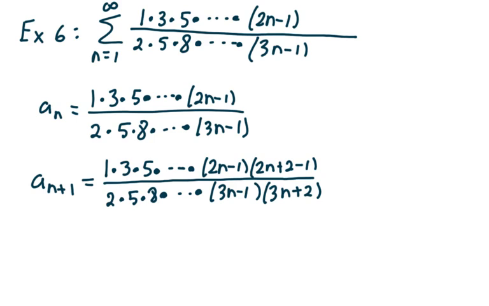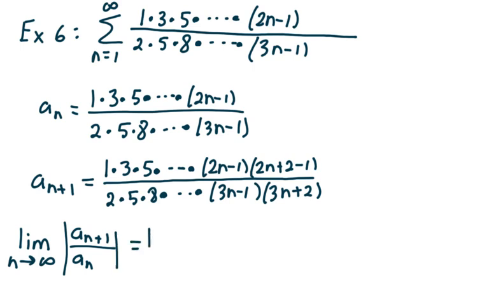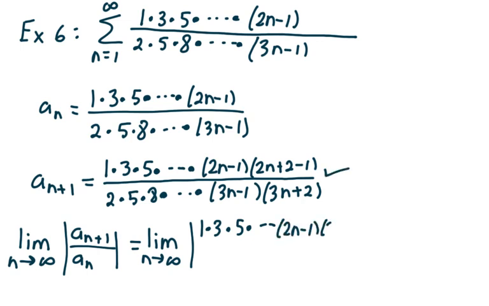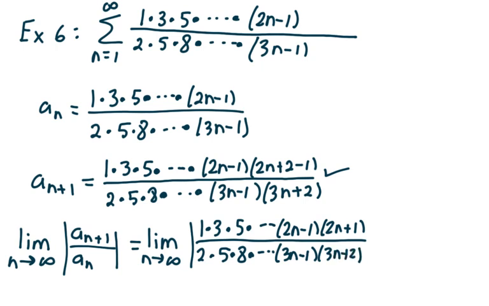All right, now I'm going to take a look at the limit as n goes to infinity of the absolute value of a sub n plus 1 divided by a sub n. It's just the ratio test. So I'm going to go 1 times 3 times 5 times, so I'm copying that down, times (2n minus 1) times (2n plus 1), right? Divided by 2 times 5 times 8 times (3n minus 1) times (3n plus 2), okay?